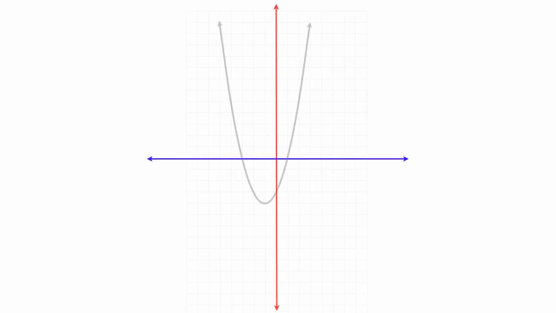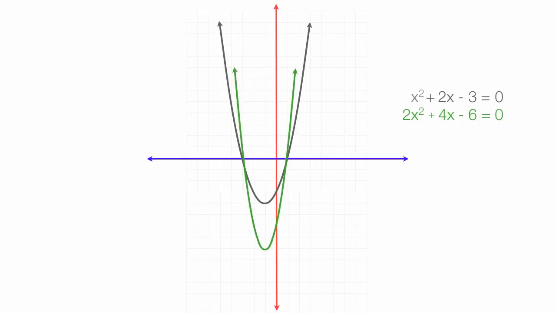So if I draw the graph for the second equation, that's what I just solved, which is x squared plus 2x minus 3 is equal to 0. And I draw in 2x squared plus 4x minus 6 is equal to 0. Lo and behold, they both cross the x-axis at the same spots, when x is equal to negative 3 and when x is equal to 1.